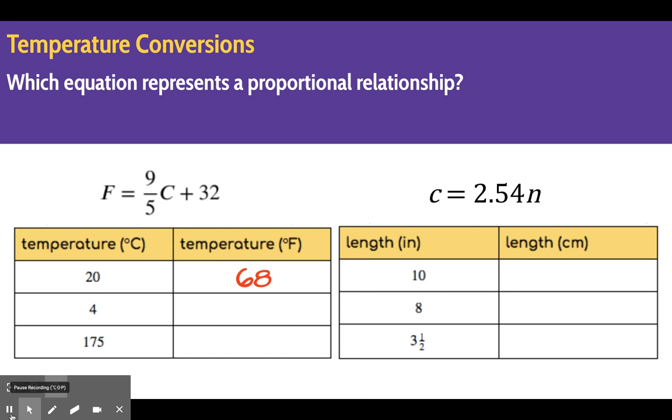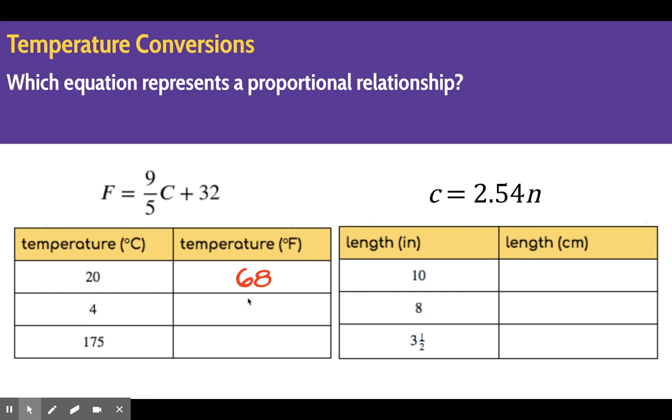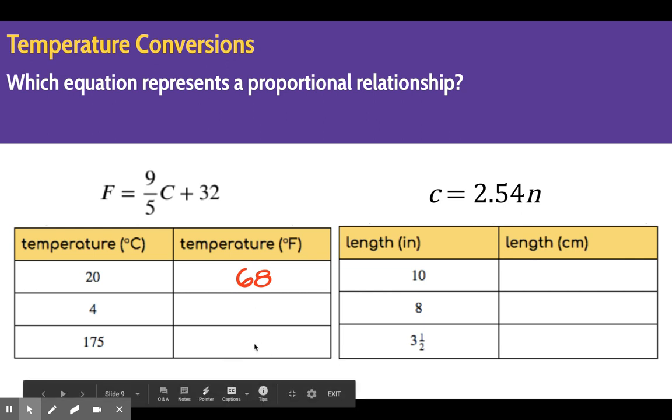So now that you had some time to figure this out, for the second row, you should have had 39.2, and hopefully you're using your calculator for that. And then for the last row for 175, you should have had 347. Now, let's look at the second table. We're going to do the same thing.